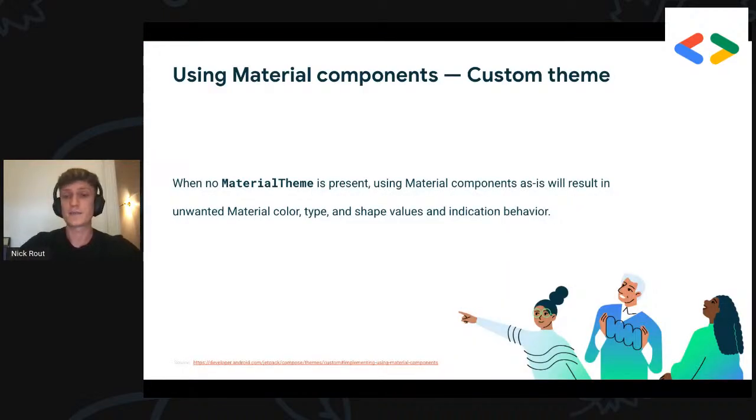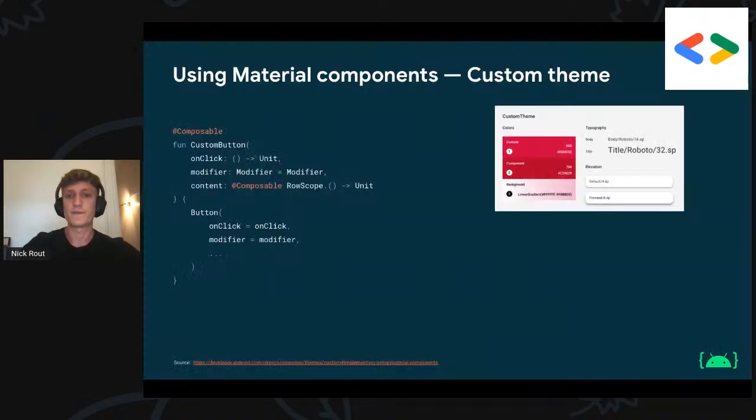Lastly, if you're using a fully custom theme, i.e. there's no Material theme present, using Material components as is will basically result in unwanted colors, types, and shape values all over the place, because they're just going to have unspecified values in place, which Compose tends to interpret as something like just black or white or whatever makes reasonable sense.